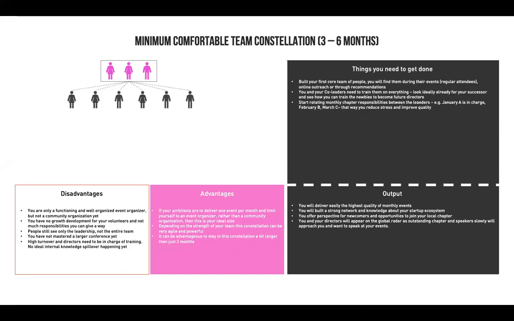So probably this one is important. Depending on the strength of your team, this constellation can be very agile and powerful. So this could be the end constellation of a good community organization. A core team of, let's say, 5 people. They're all really knowledgeable and they can handle a lot of stuff.